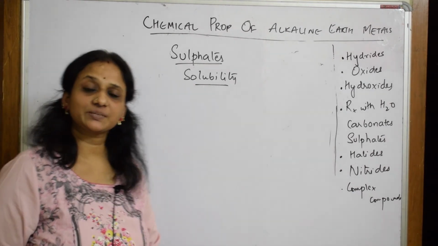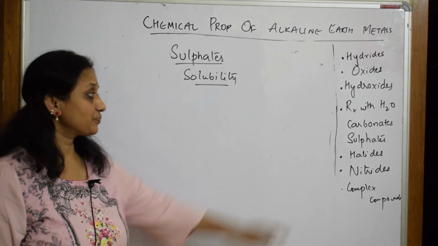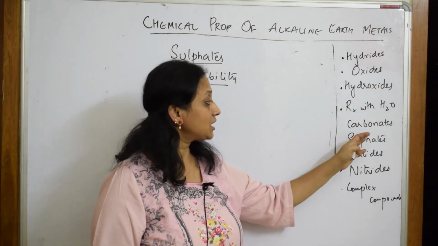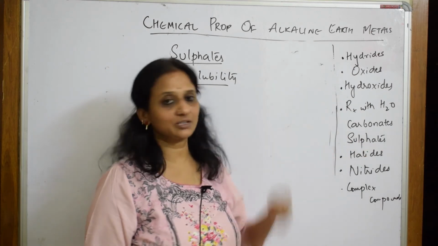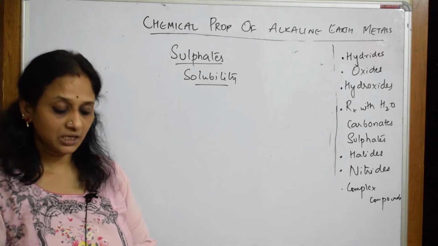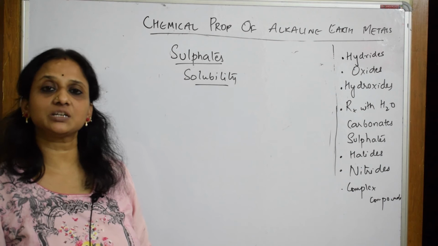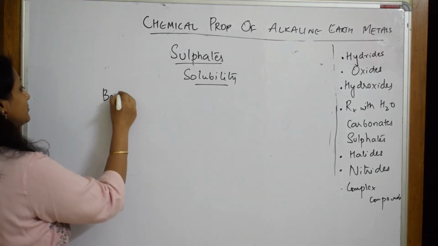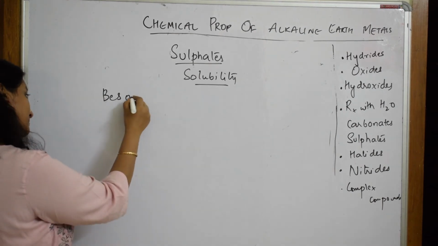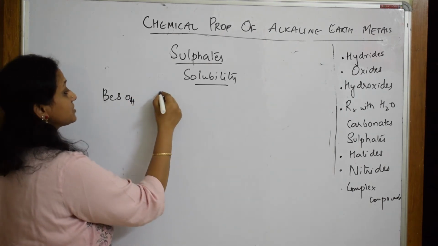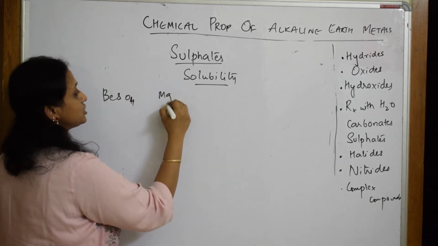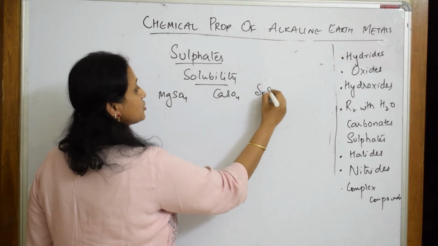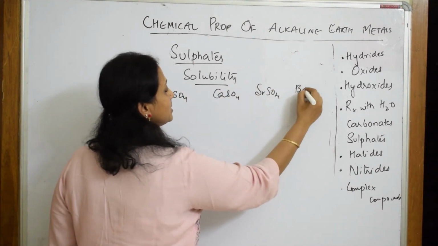Right. So let's come back and discuss the sulfates now. We have discussed hydrides, oxides, hydroxides, reaction with water, and carbonates. Now let us come back to sulfates. What are the types of sulfates alkaline earth metals form? First is beryllium sulfate, then magnesium sulfate, then calcium sulfate, then strontium sulfate, then barium sulfate.